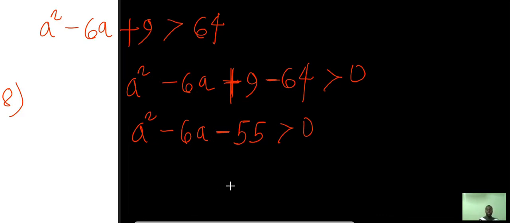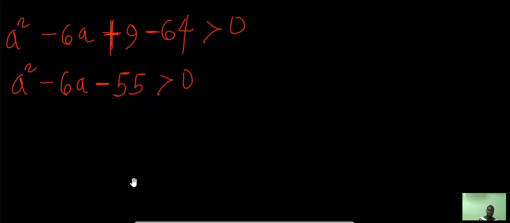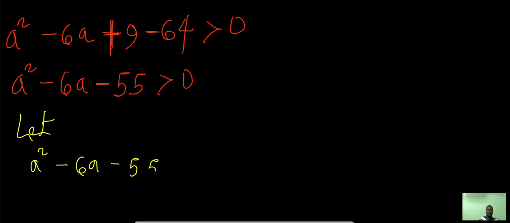so this is actually looking like a quadratic inequality, and we need to be very careful when solving this. So let's proceed with the solution to this. First, I'll try to solve the equation without the inequality sign. So this is the inequality sign. I'll try to solve without the inequality sign. So I can quickly say let a squared minus 6a minus 55 equals 0.